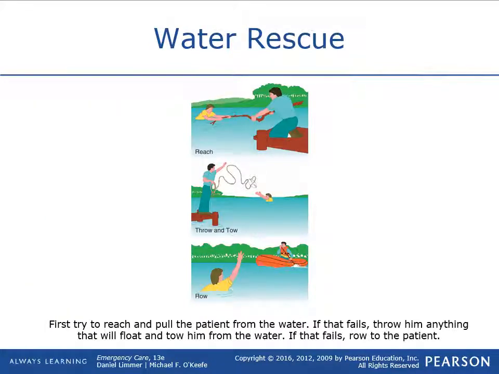So, the little picture of the reaching. Reach out with a great big stick and pull them in. Throw and tow: throw out that rope, let them catch it and pull them in. Or row: get in a boat and go get them.